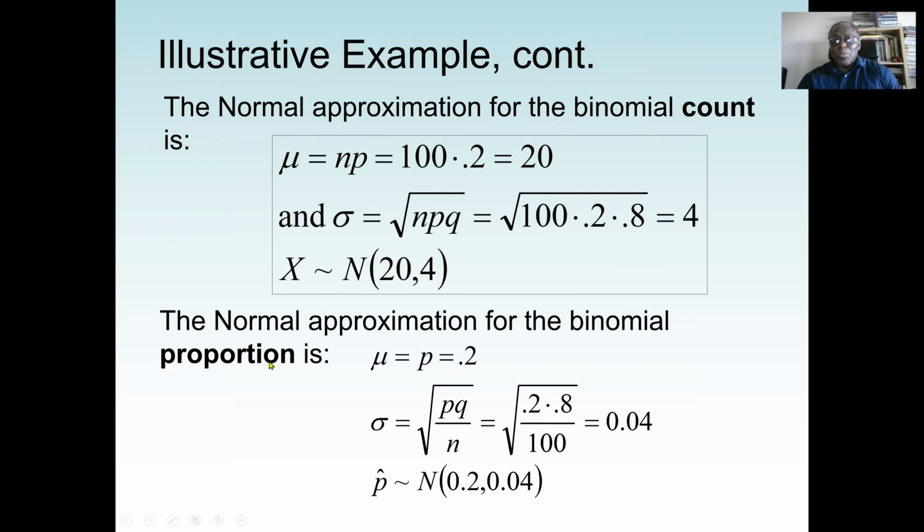We can do the same for our proportion. We have the data already. We know n is 100, p is 0.2, so q is 0.8. With proportion, mu is the same as p, so the mu will be 0.2. The standard deviation is the square root of pq over n. Since p is 0.2, q is 0.8, divided by 100, that gives us 0.04. So our proportion gets a normal distribution with the mean of 0.2 and the standard deviation of 0.04.